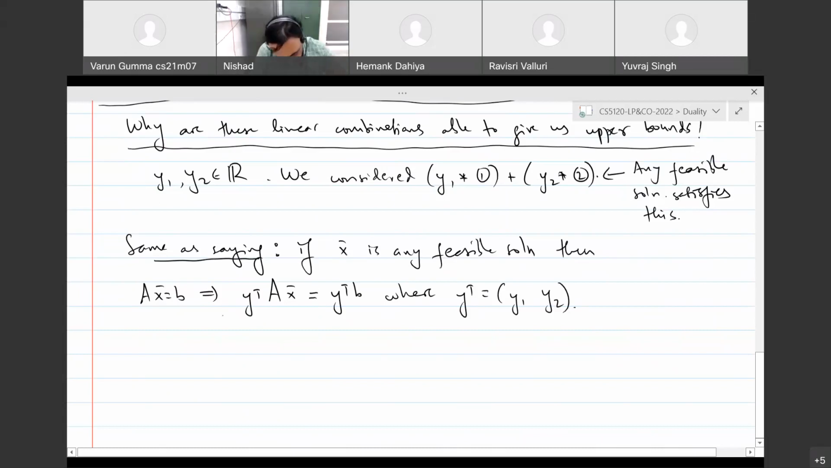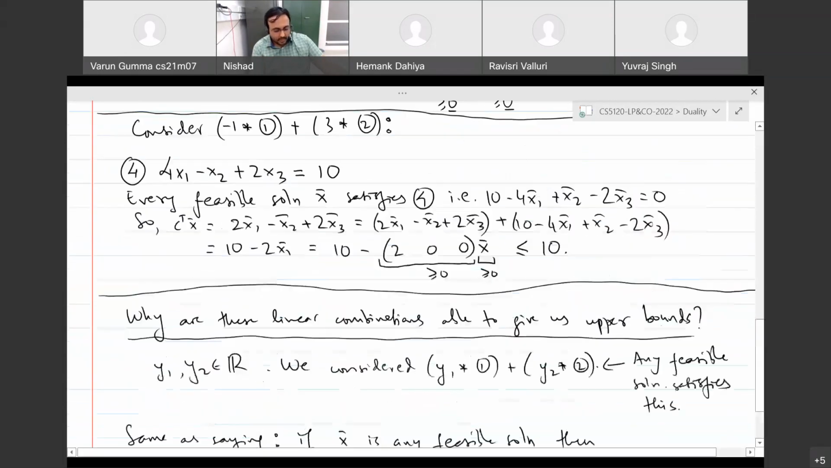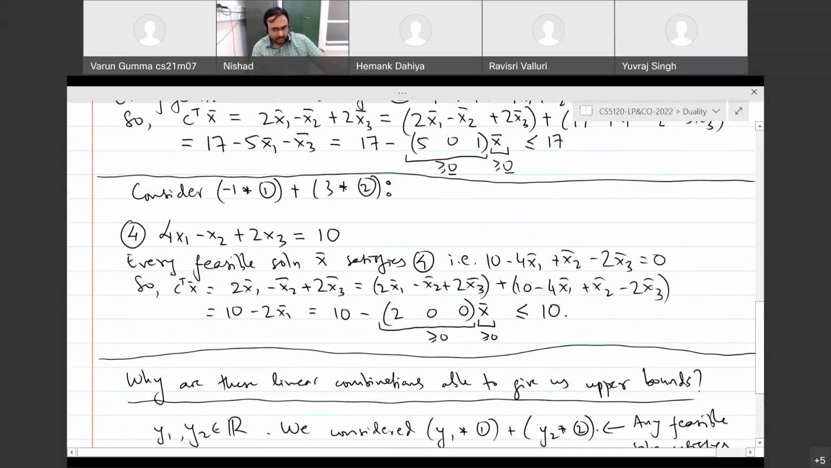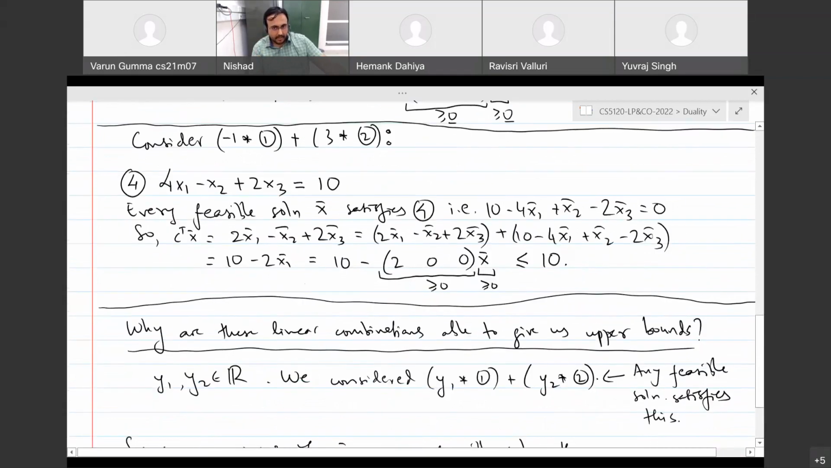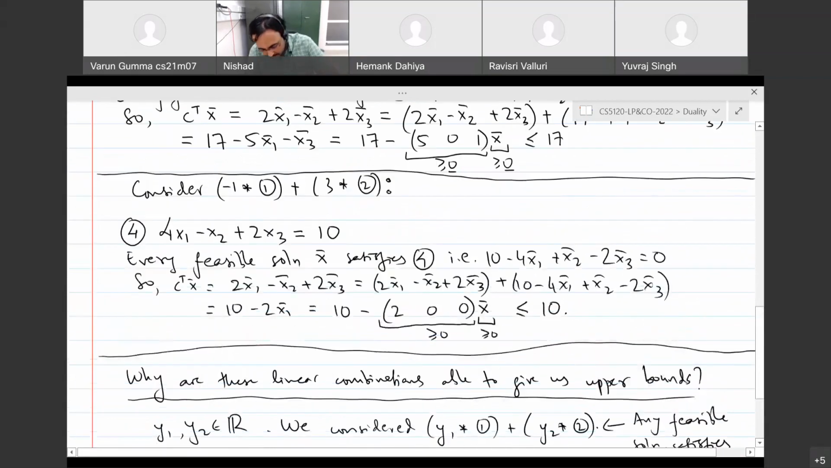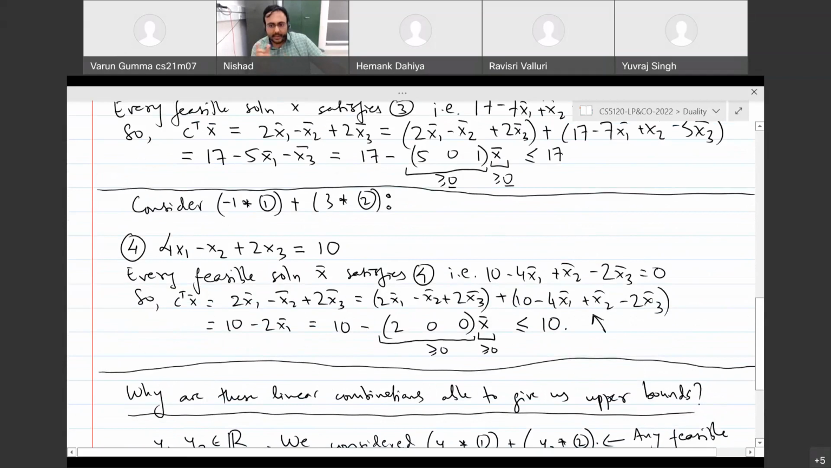And in particular, this means that y transpose b minus y transpose A x bar is equal to 0. This is exactly the 0 that we added to our objective value in order to get our upper bounds. Notice that what we are adding here is exactly y transpose b minus y transpose A x bar, where y is the vector -1, 3.